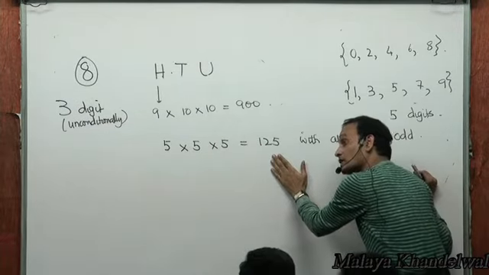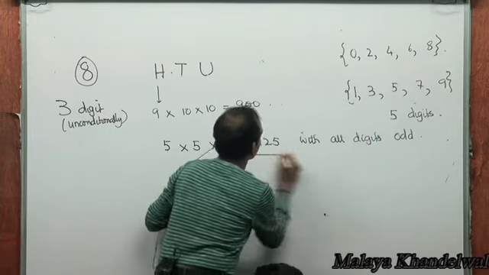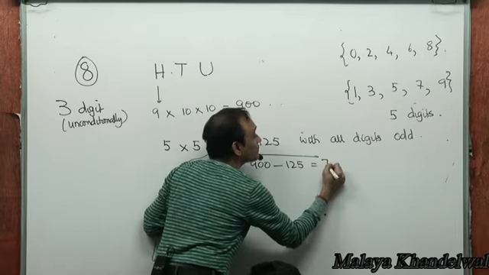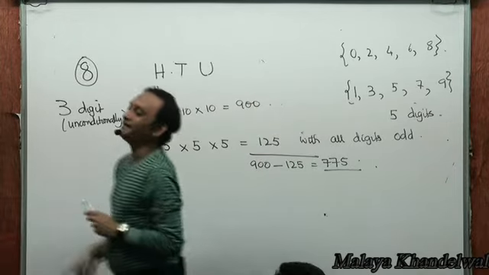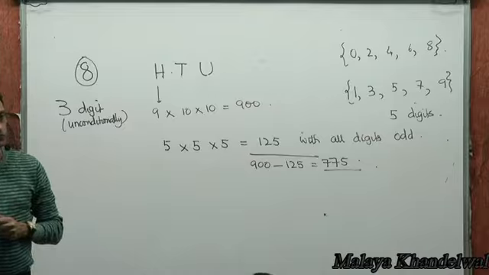That means the rest of the numbers will contain at least one even digit. So the rest, which is 900 minus 125, which is 775 numbers, 3-digit numbers, will have at least one even digit. Yes or no?